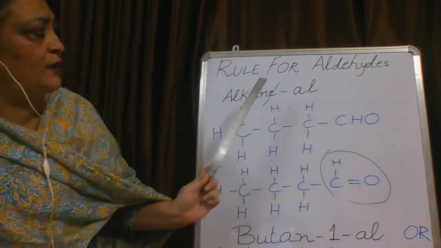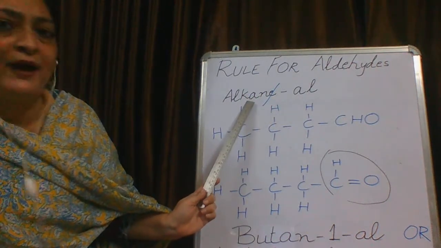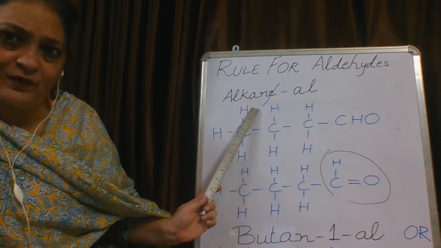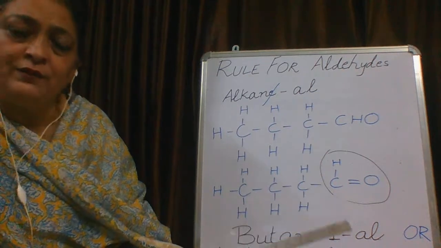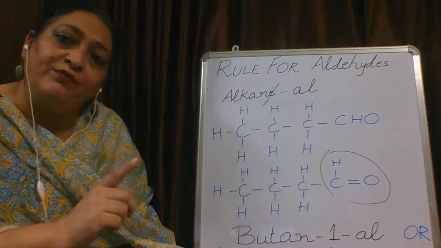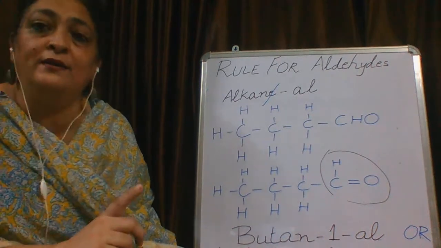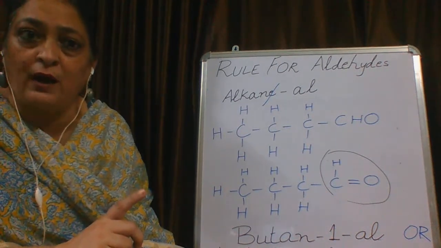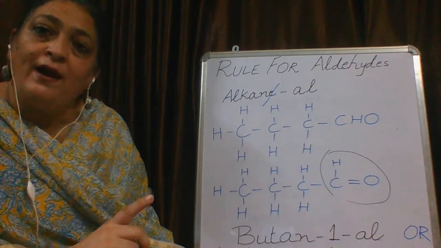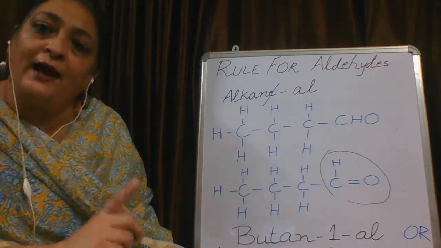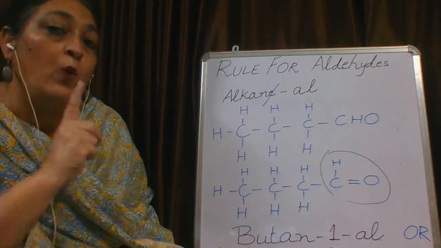Aldehyde, what is the rule? First of all, you find the name of an alkane. How many carbons are there in the chain? And the carbon of the aldehyde should be included in the number. Total number of carbon, it should be included. And second thing, the aldehyde carbon should get number 1.